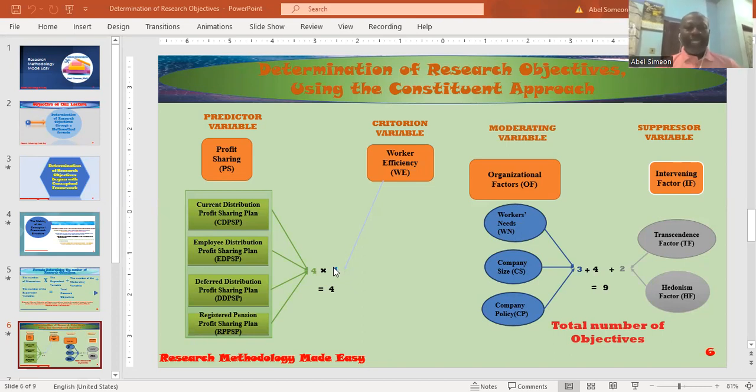Now, if I want to reduce my 4 dimensions here, I reduce it to 2. So 2 times 1 is 2, plus 3 is 5, plus 2 is 7. So that will give me 7 objectives. If I say I want only 1 moderating variable, 1 suppressor variable, and 2 dimensions, then 2 times 1 is 2, plus 1 is 3, plus 1 is 4. So that will give me 4 research objectives. This is how you arrive at your research objectives mathematically.